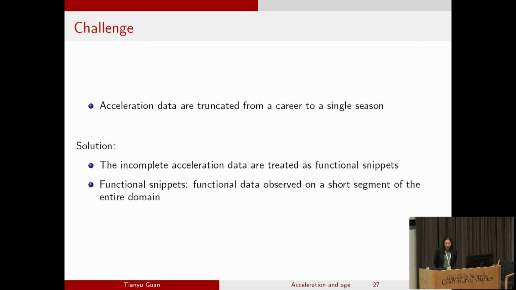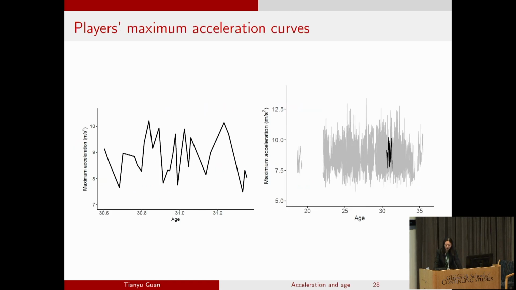Our solution is that, because I study functional data analysis and I did some literature review, I consider that we have powerful tools for that. In functional data analysis, if functional data are observed on only a short segment of the entire domain, we call them functional snippets, and they are studied by other researchers. So there are methodologies that we can use to build our analysis.